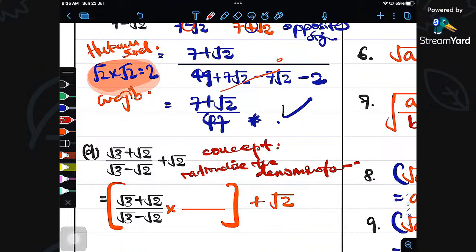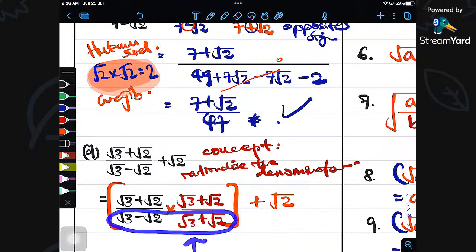Therefore we rationalize it. We must multiply it by its conjugate, whereby square root of 3 plus square root of 2. Okay, so you just copy and paste square root of 3 plus square root of 2. It must be the opposite of what is at the bottom. That is why the concept is called rationalize the denominator. Therefore the conjugate must come from the denominator itself, not from the top, but from the bottom. So make sure you be careful.